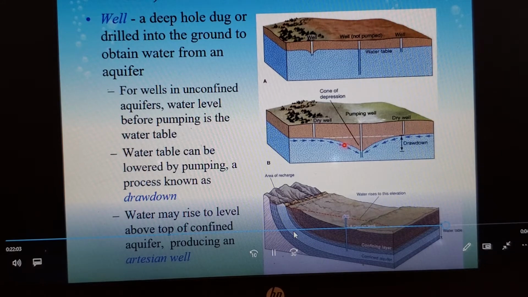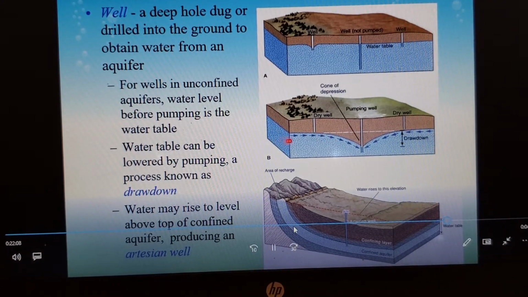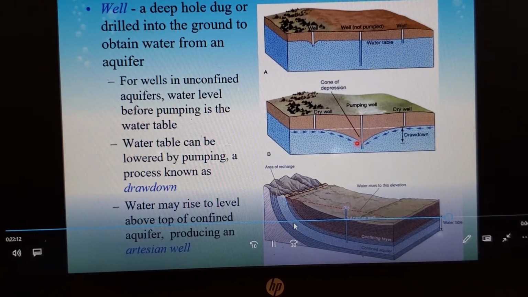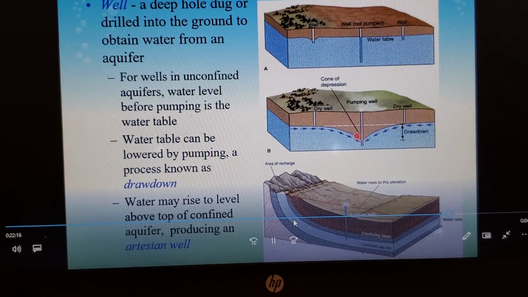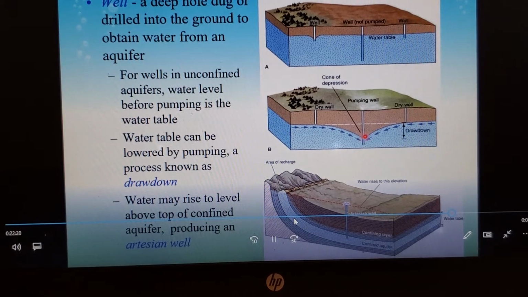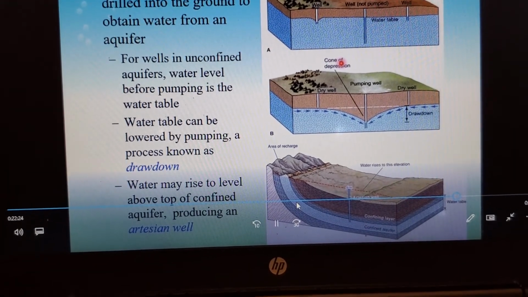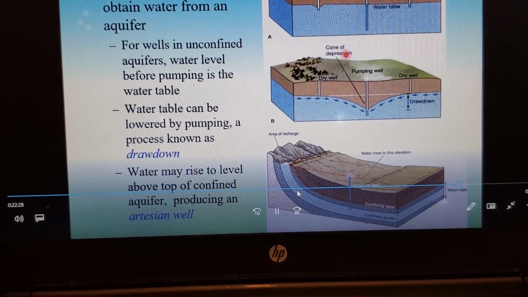So the water table doesn't always just go down perfectly horizontally. The region just around the well is depressed first. And that area of depression around the well, where the water table is depressed, is what is known as cone of depression. Okay, just another term to know. We'll talk about it some more later.